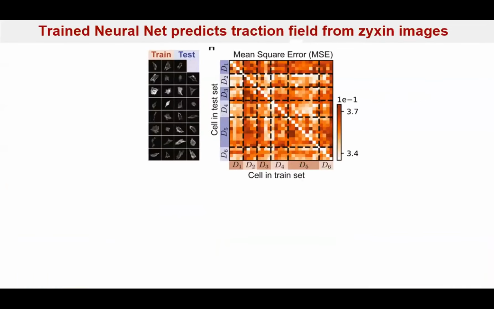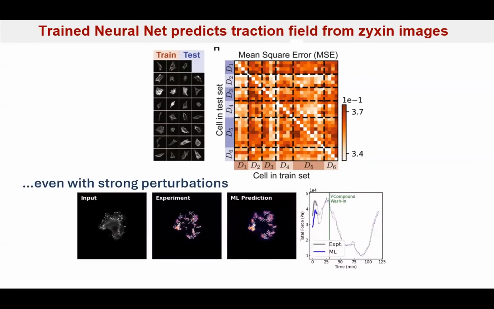Okay, so you can go through and ask, does the error in how well you can predict the traction force depend on whether you're in the training set or your data or your test set? And this is just showing that the mean squared error really doesn't matter. There's some variation here, but you're able to predict forces in your test set as well as you could if your cell was in the training set.